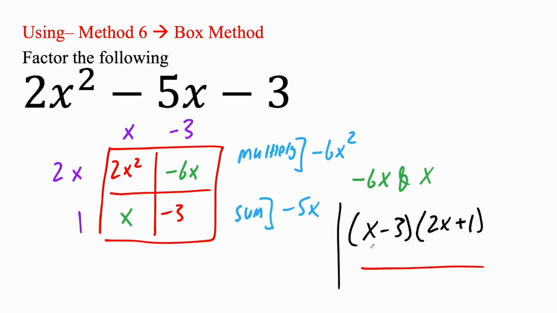It's always good to check. x times 2x is 2x squared. x times 1 is 1x. -3 times 2x is -6x. 1x minus 6x is -5x. And -3 times 1 is -3. And so it's a match.